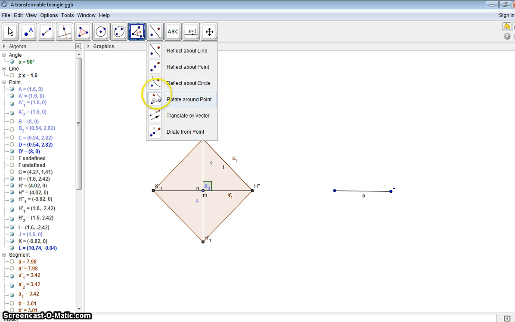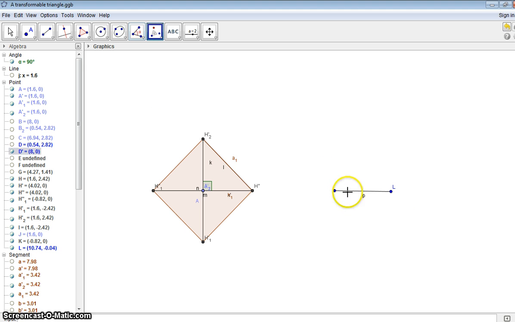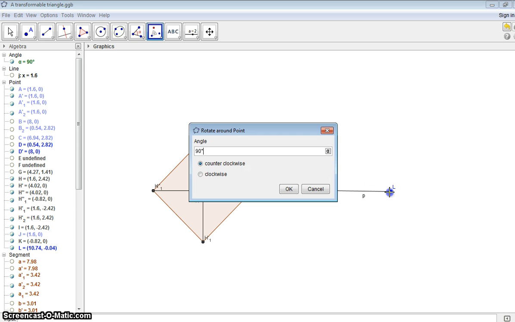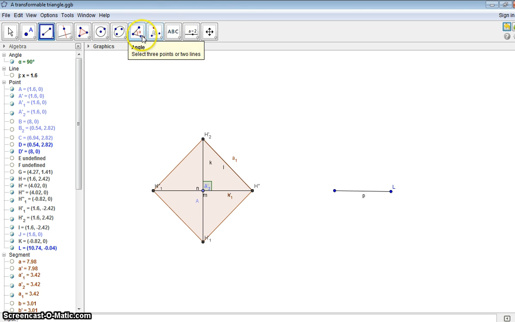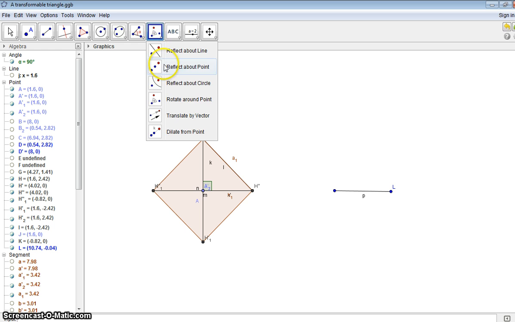So my transformation for rotation around a point is here. I would like to rotate this segment around point L, something that's not 90. How about 65? And if I connect these points, oh, you know what? 65 is not a great rotation because it looks a little too much like an equilateral. So I'm going to revise that.